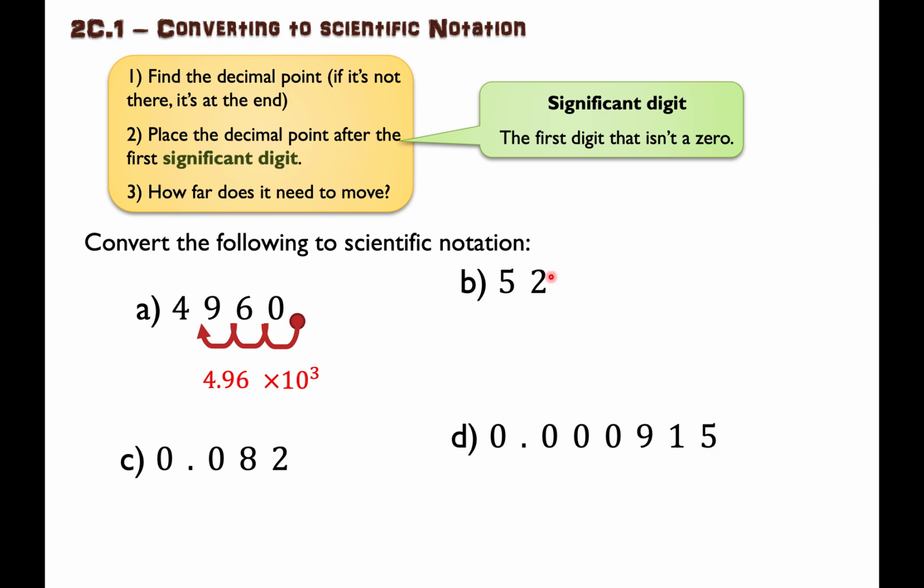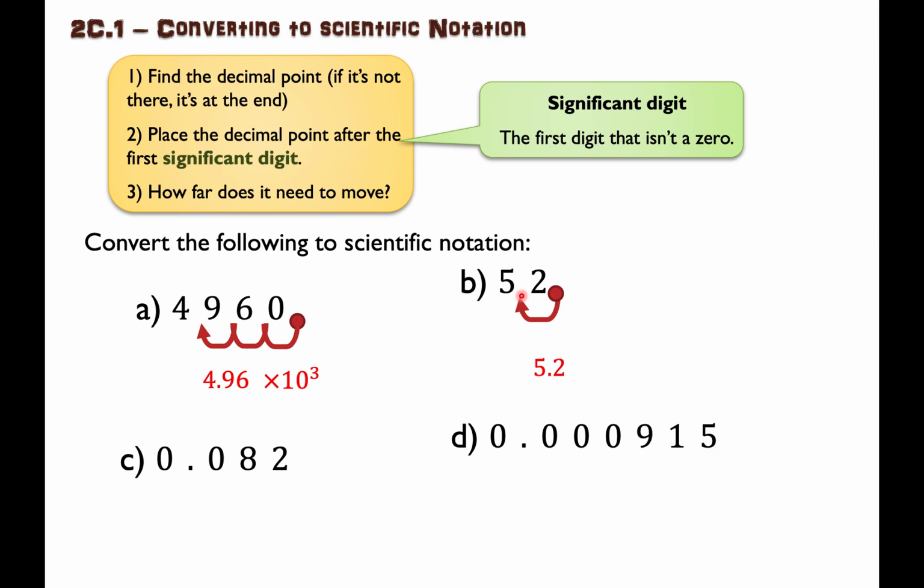Let's do another one, 52. Find the decimal point. If it's not there, it's at the end. So the decimal point is right here. We want it to be after the first significant digit. So we read left to right. Bing! We want it to be after the 5. So it's currently over there and we want it to be there. How far does it need to move? Just one place.